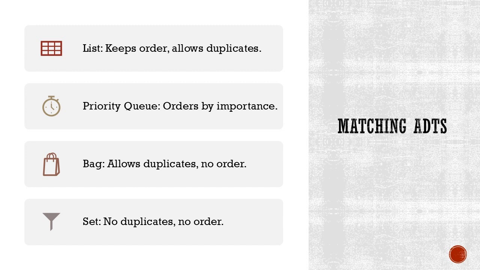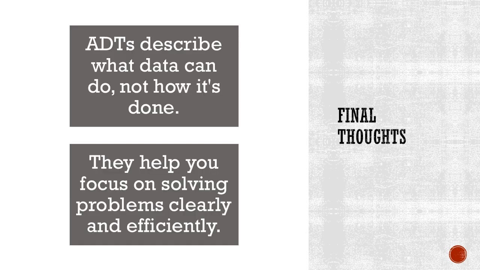That is the set. To wrap up, abstract data types are a way to think about data in terms of behavior and not construction. They help you build better programs by letting you focus on what you want to do instead of how it is done.